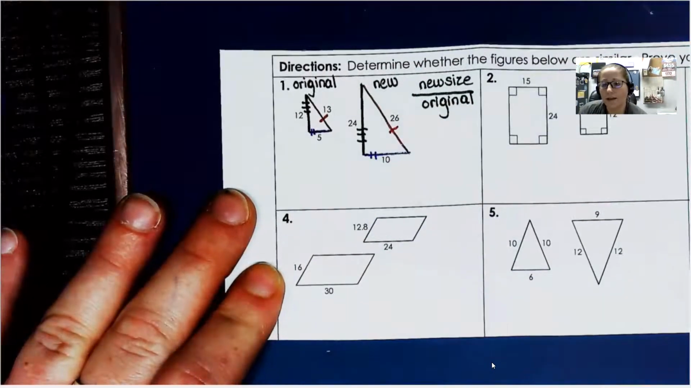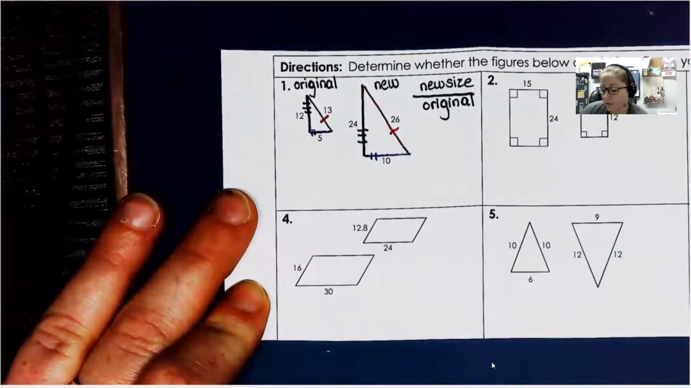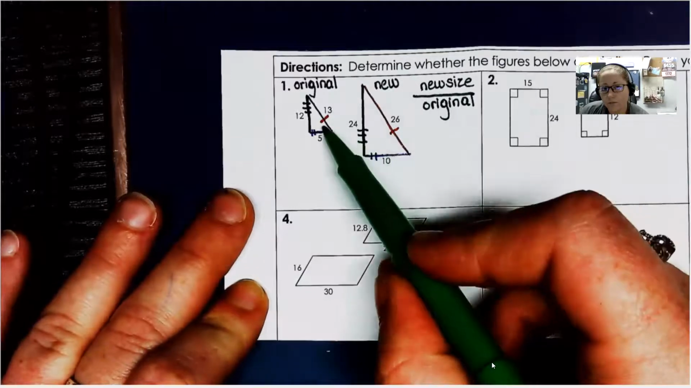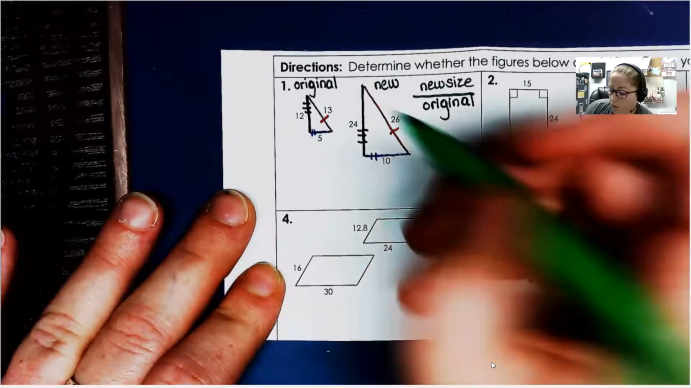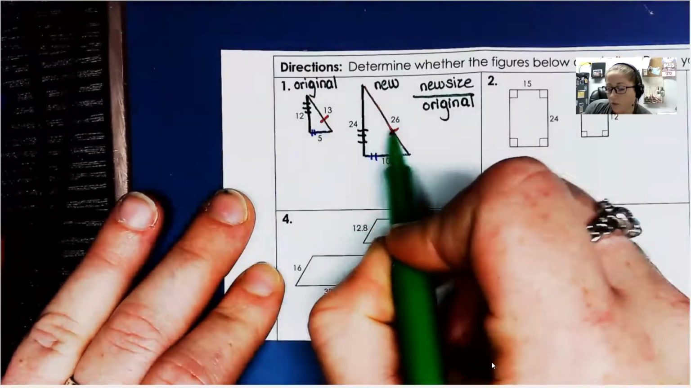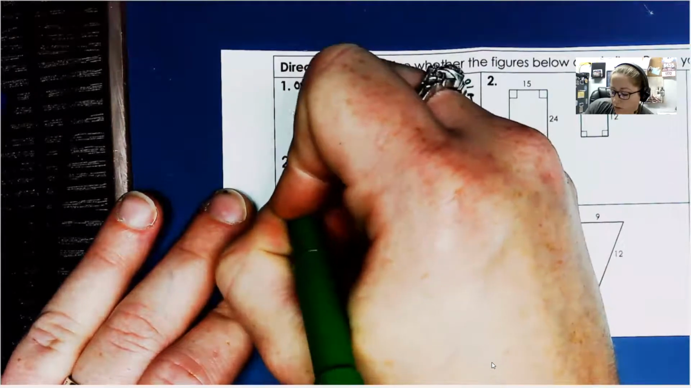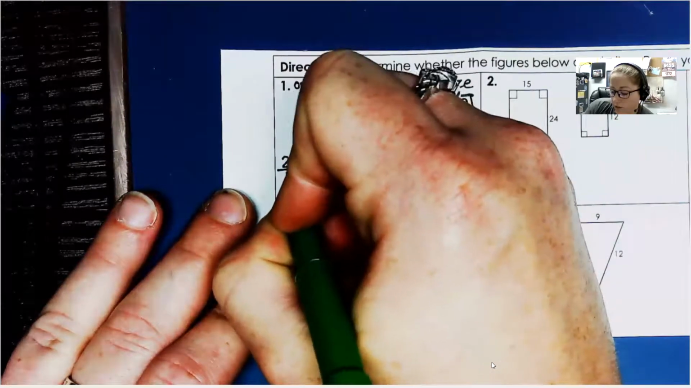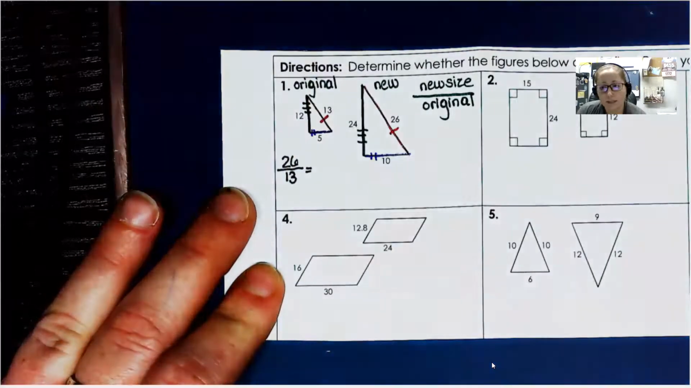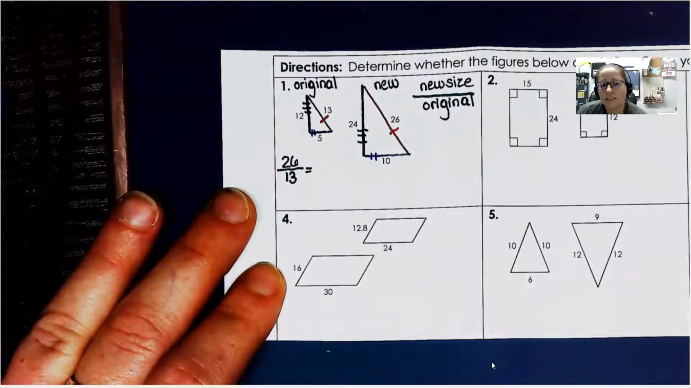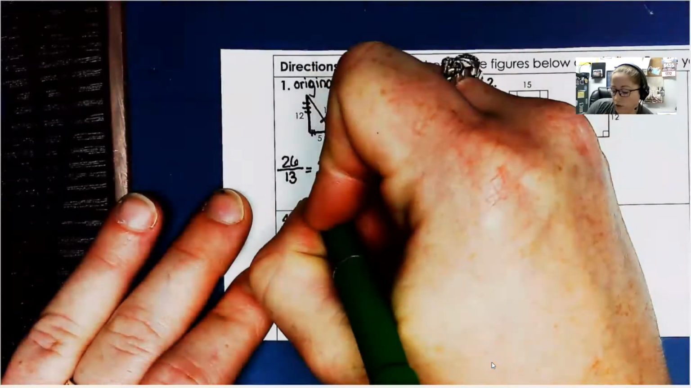Okay, and you just want to check and make sure that they all have the same scale factor. So let's just start with the one that has the 1 dash. We know that this is the original, this is the new. So we're going to take this number 26 and put it over the original, which is 13. We know that fractions are the same thing as division, so we would say 26 divided by 13 will give us a scale factor of 2.